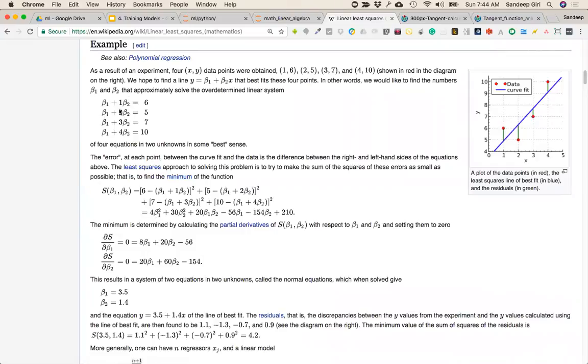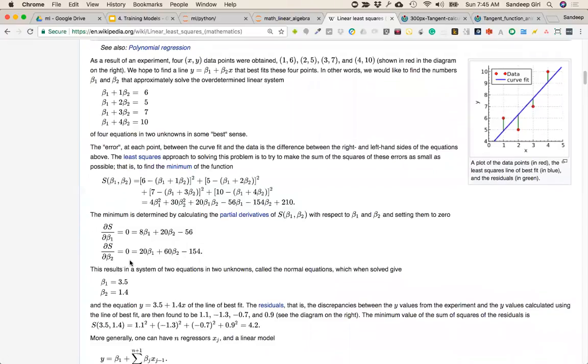This is the predicted value as per our hypothesis, and this is the actual value. 6 is the actual value, and beta 1 plus beta 2 is the hypothesis. The difference of the two is the error. That's the error we compute in all four cases, and we get this formula. Now, if we differentiate this equation with respect to beta 1 and equate it to 0, we will find the value of beta 1 that leads to a minimum for this one. Likewise, if we differentiate this overall error with respect to beta 2, we are going to get the value of beta 2.